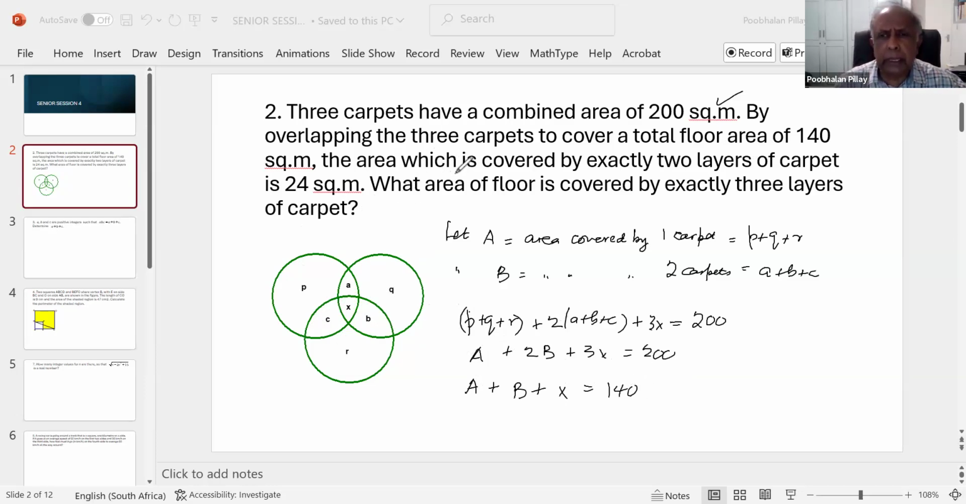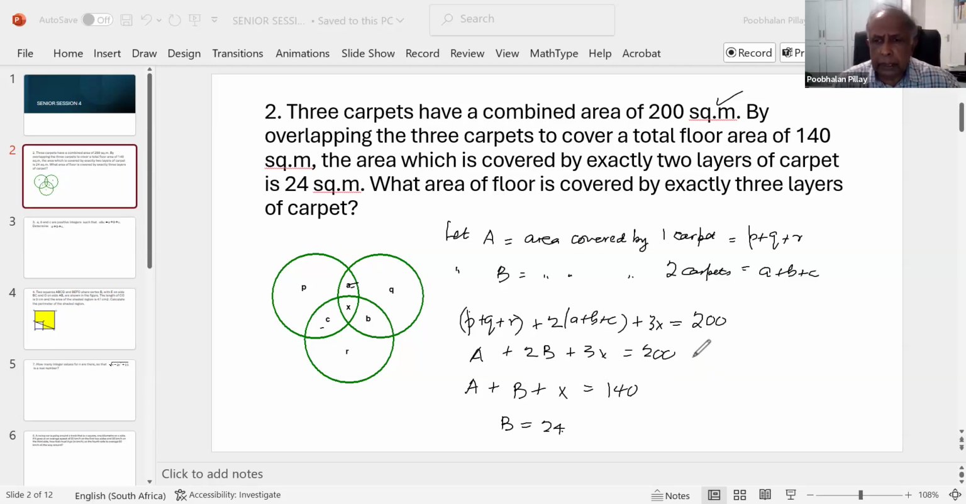And then it's also given here that the area which is covered by exactly 2 layers of carpet, in other words, this part here, that part there, and that part there, the area covered by those 2 layers of carpet. So this area plus this area plus this area, in other words, A plus B plus C, which we've given a name to already. So B, which is equal to A plus B plus C, that is the area covered by exactly 2 carpets. And it's given that that is 24. Okay, so that's fine. Now you got 3 unknowns. Actually, you've got only 2 unknowns because B is given.